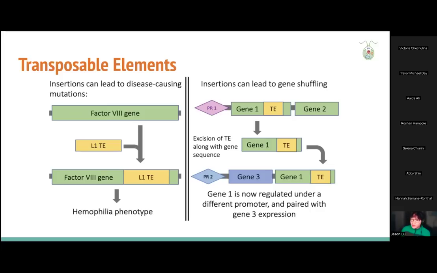If promoter 1 is expressed really, really low, it's a really weak promoter, we're getting a tiny bit of gene 1 normally. However, now that gene 1 is in the control of promoter 2, we can make a lot of gene 1. And this can be really, really bad if it's a protein that drives, for example, cancer or disease.